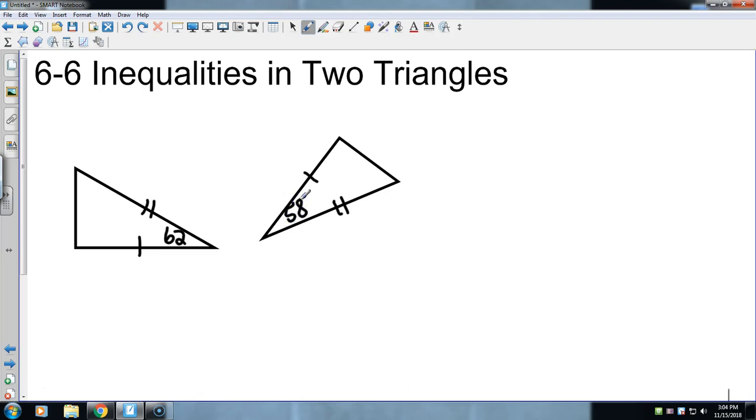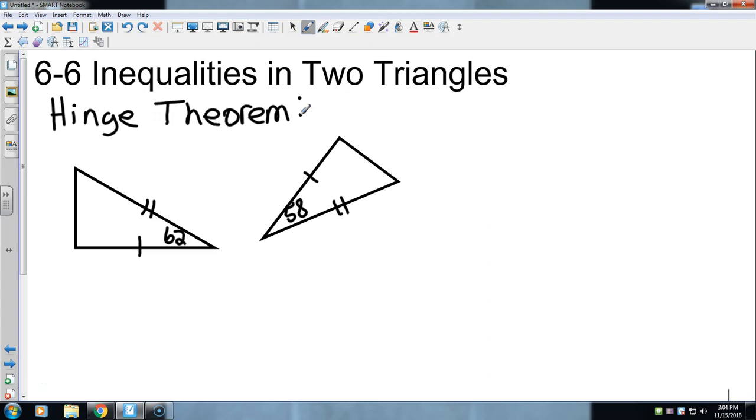Okay, there's what's called the hinge theorem. And think hinge like a door. It's between the door and the door jamb. And so we have the hinge theorem. And the hinge theorem requires both of those sides to be congruent and the angle in between them. So it's kind of like a side angle side, but those angles aren't congruent.